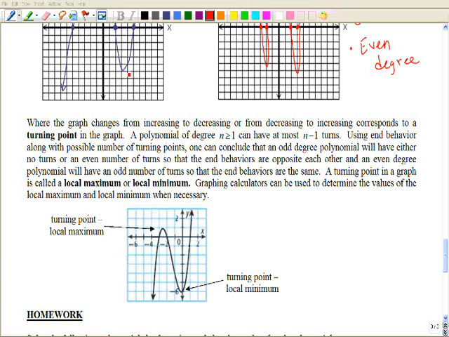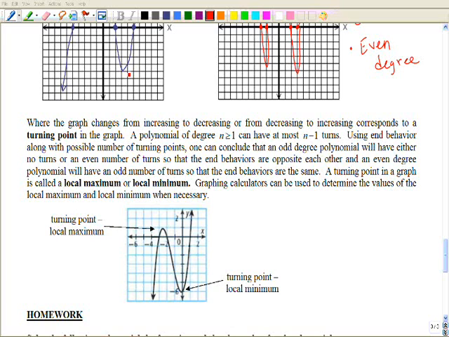Where the graph changes from increasing to decreasing or decreasing to increasing, in other words, it changes directions, corresponds to a turning point in the graph. A polynomial of degree n greater than or equal to 1 can have at most n minus 1 turns. So whatever the degree is, it will have 1 less turn at most. So if we had a degree 4, it could have at most 3 turns. If we had a degree 5, it could have at most 4 turns.